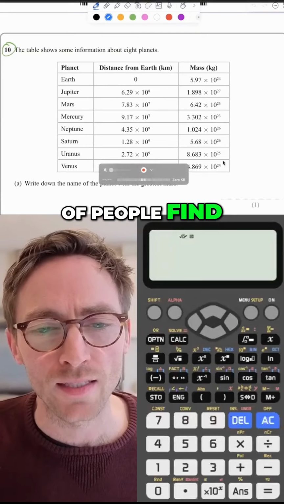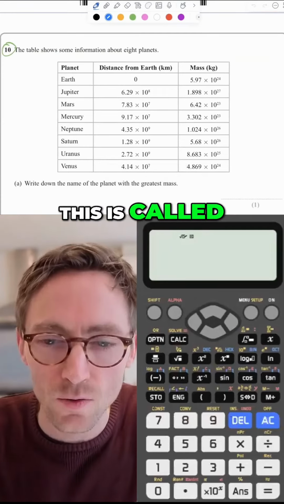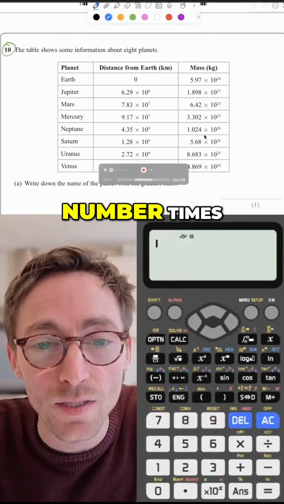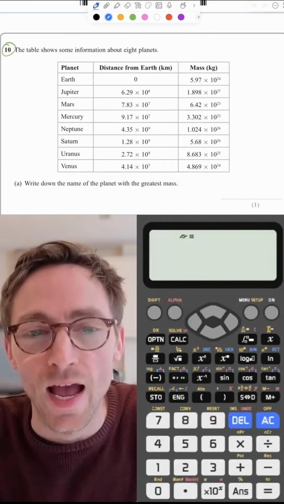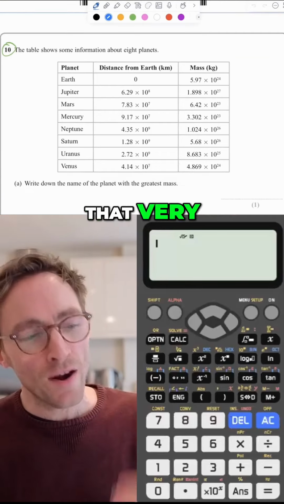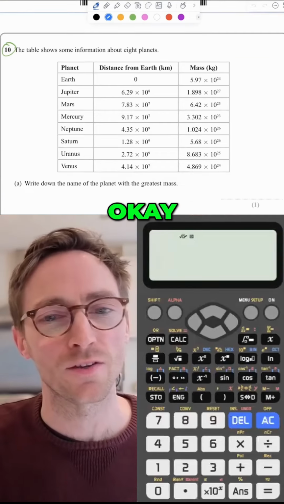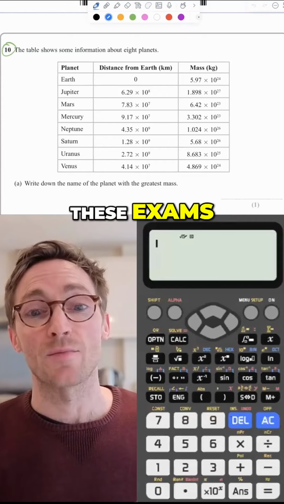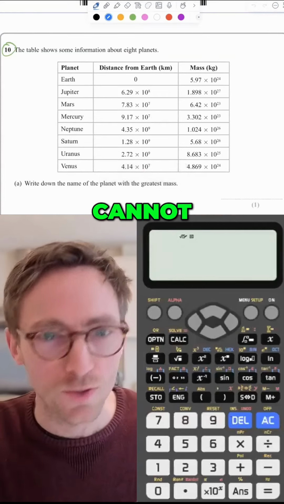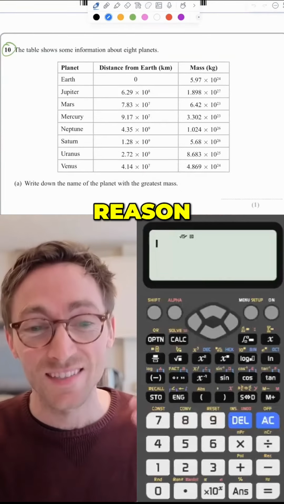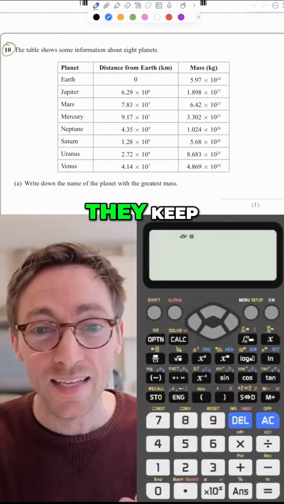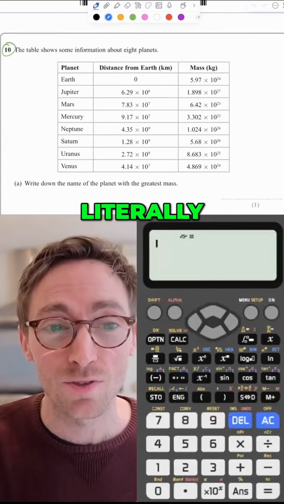I know a lot of people find standard form really annoying. This is called standard form, where you have a number times 10 to the power of something. And I just want to tell you guys that very, very often you can use your calculator for this. If I was writing these exams, I would make them so that you cannot use your calculator. But for some reason, time and time again, they keep asking questions that you can literally do on your calculator.